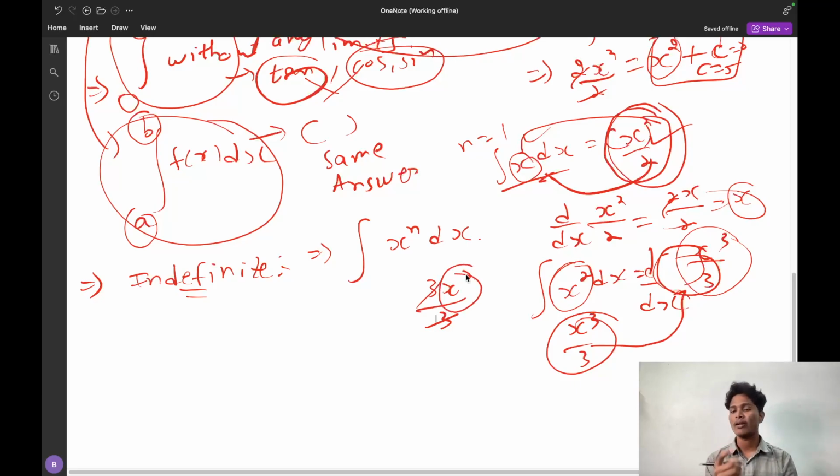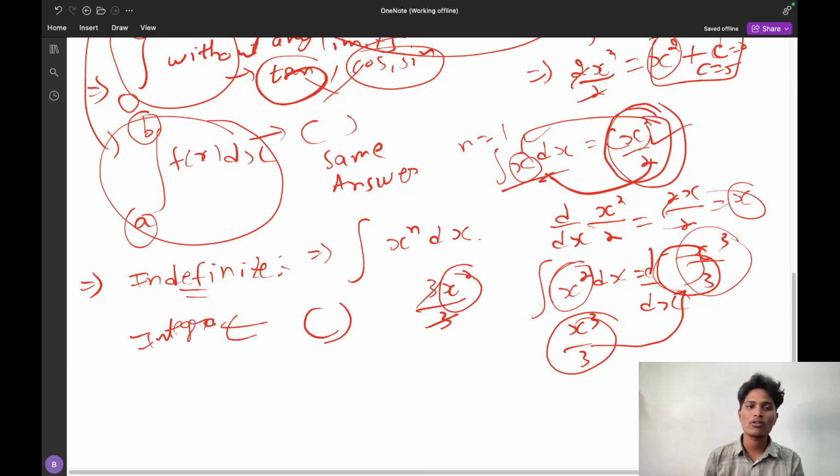So we have to think like that. Whatever integration question is given, what should the answer be? What value do I have to differentiate in order to get the integrand? Differentiation is the opposite of integration. Like this you have to think.